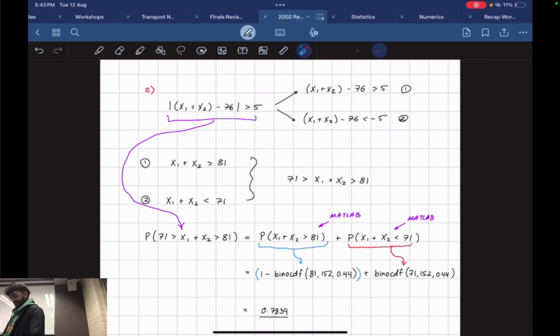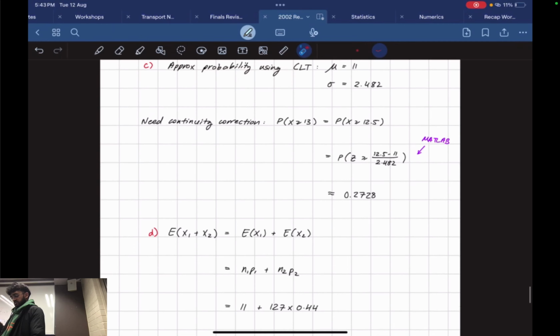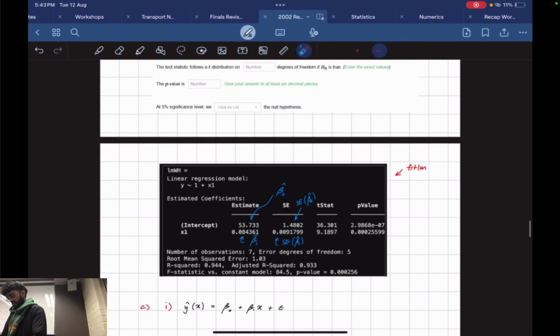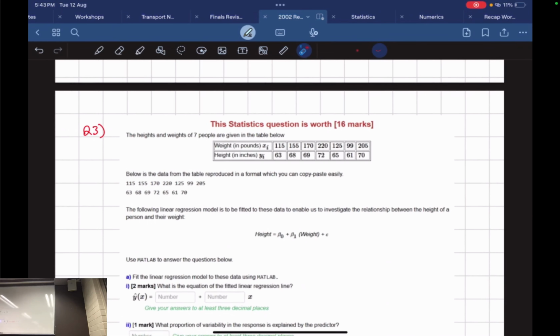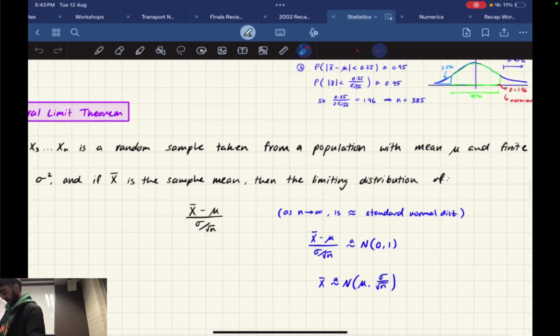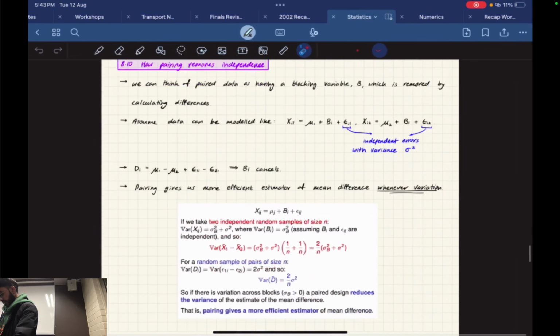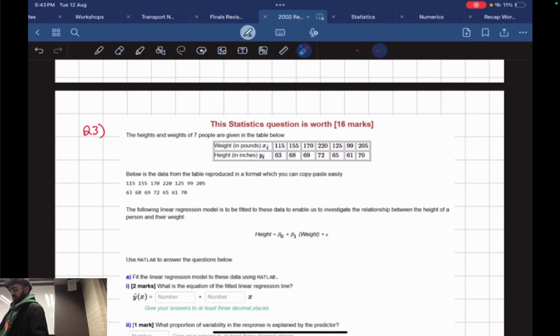Okay, anyways. There's actually one more stats question that I hated, I'll be honest. This is the question. It's to do with week 8, I think. It's regression analysis. Here it is. Regression analysis.